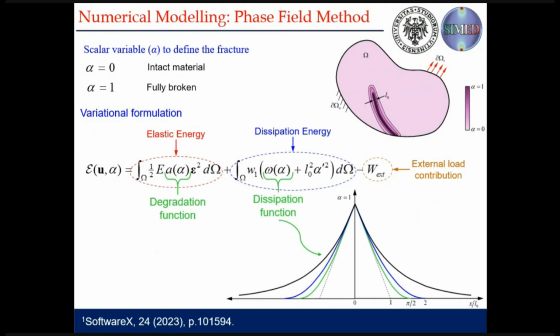So here I'm showing the three which are commonly used. The outer one, the black one, is the AT2 model. The blue one is the AT1 model, and the green one is the higher order phase field. So with these different models, we can also mimic the softening mechanism, like linear softening or exponential softening after the peak.